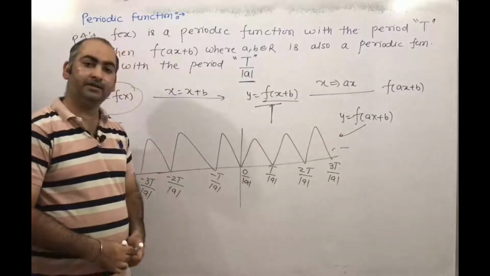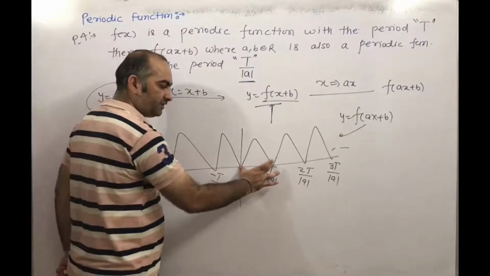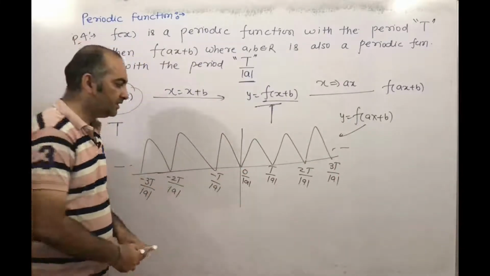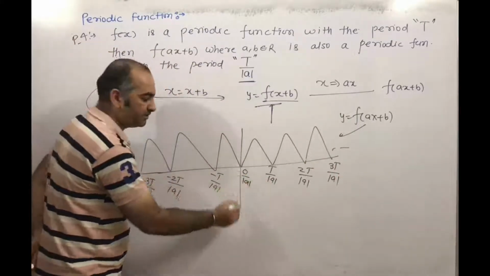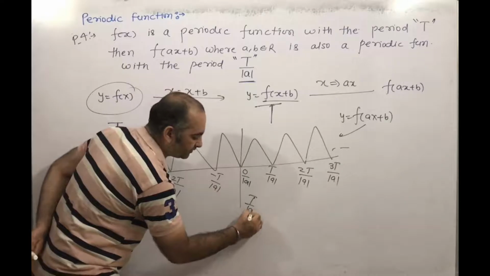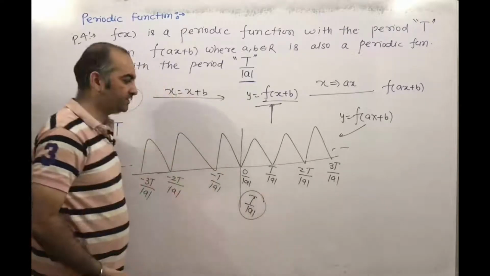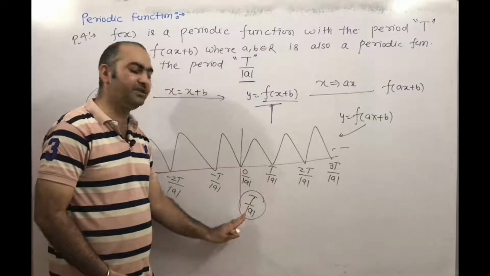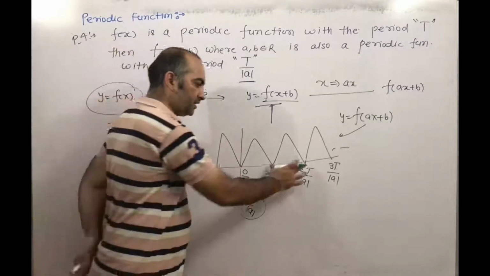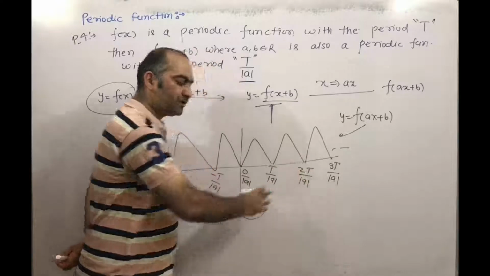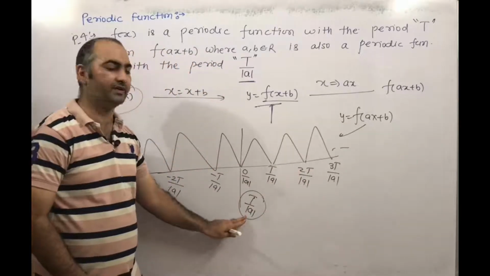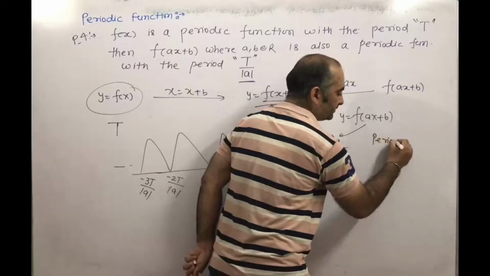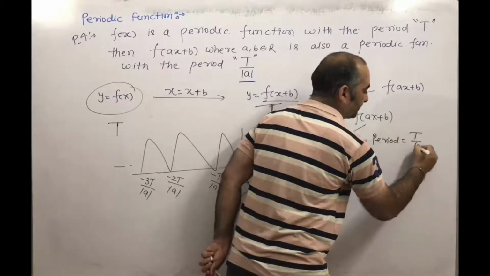Now you can see, according to the graph, this interval is repeating again and again. What is the length of this interval? That is T divided by modulus of a minus 0, so T divided by modulus of a. You can take this interval also, and the length of this interval will also be T divided by modulus of a. So we can say this function is periodic with period T divided by modulus of a.